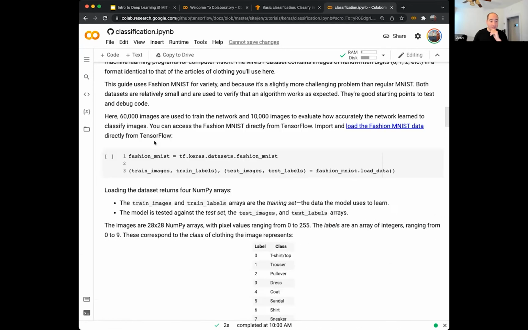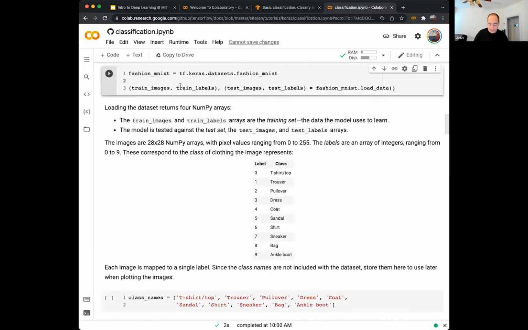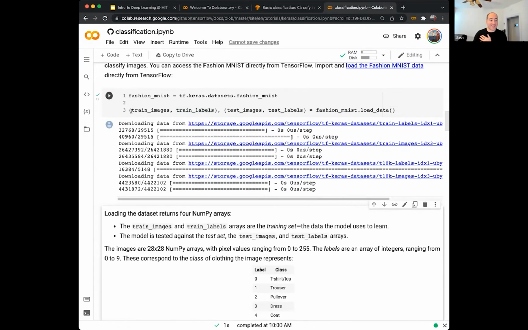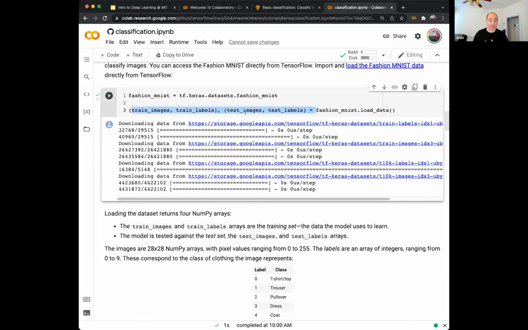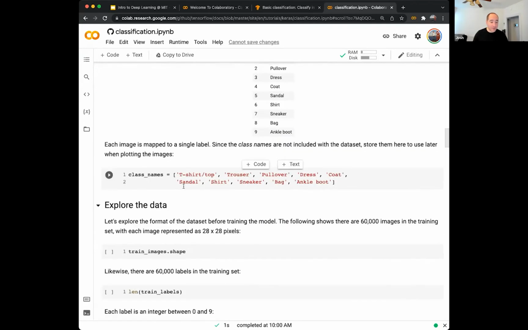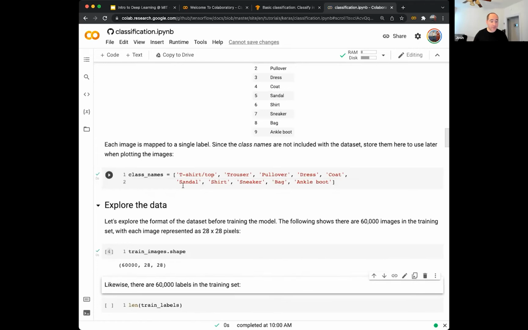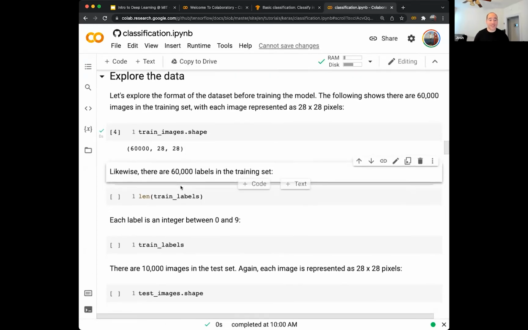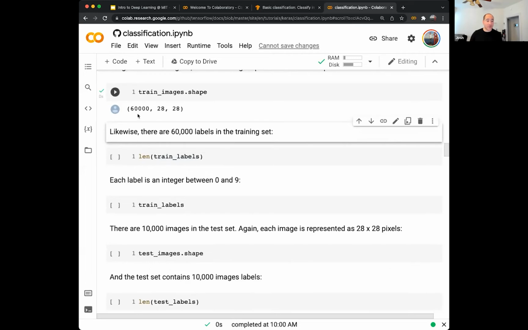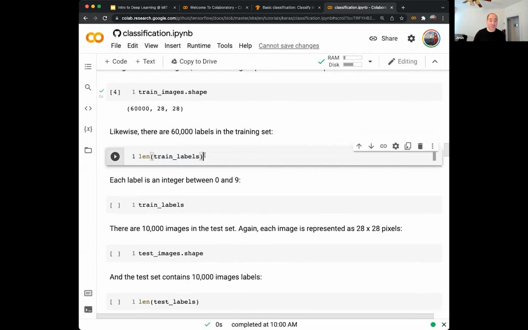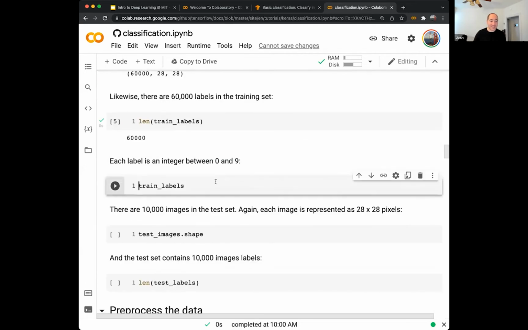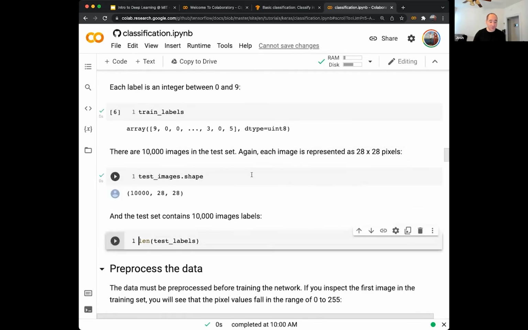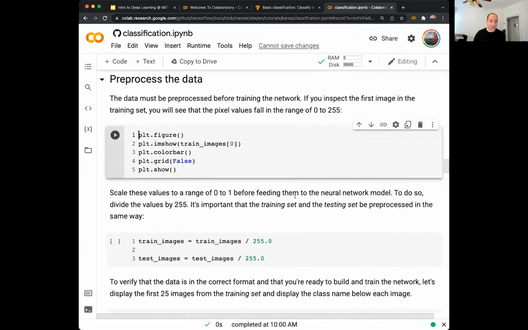Deep learning always starts with data. You can read the details here, so I'll fly through this a little bit. We're importing the data set, and it's split into train and test, so we have images and labels. There's a lot of code here. A really important skill in deep learning is basically poking around with the data to understand the shape. Here we have 60,000 images, each of which is 28 by 28. We have 60,000 labels, and the labels are between 0 and 9, which corresponds to the type of image, and so on and so forth.